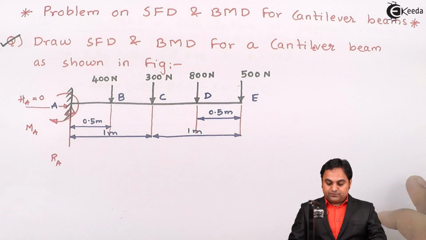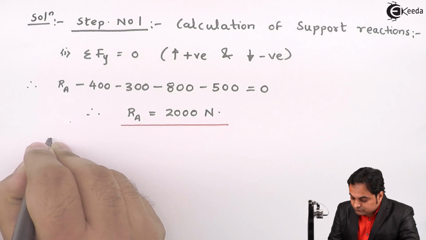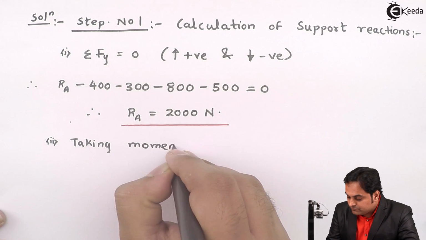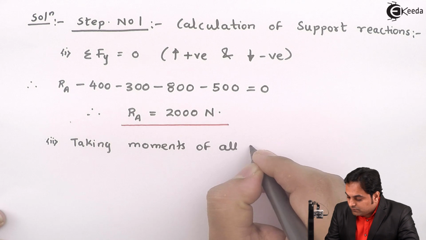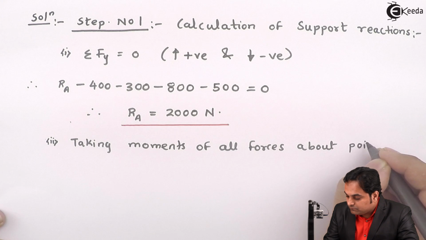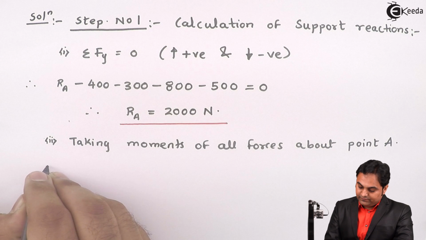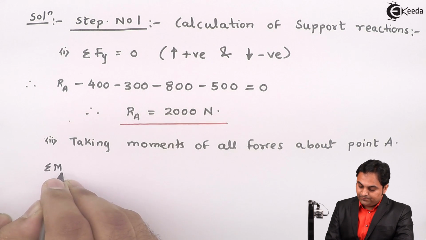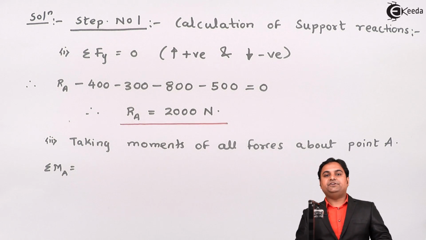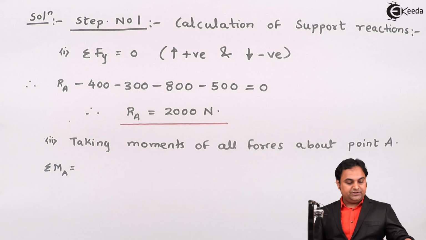Now to calculate this moment, I will say that taking moments of all forces about point A, and that will be called as summation of moment about point A. Here the convention is clockwise moment will be treated positive, anti-clockwise can be treated negative. That is the convention which I am using here.